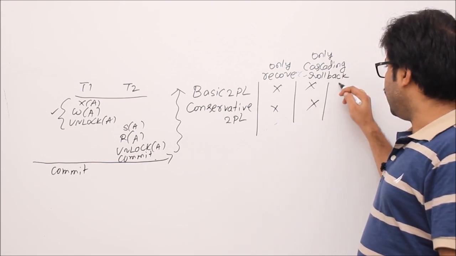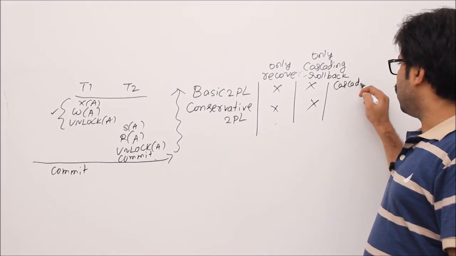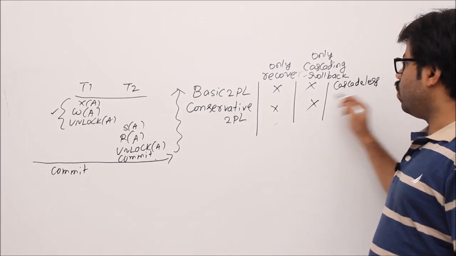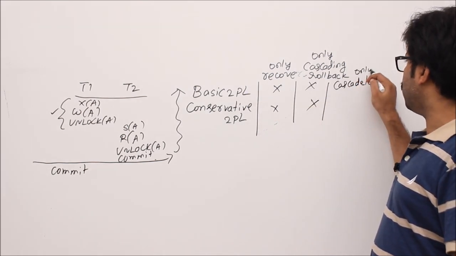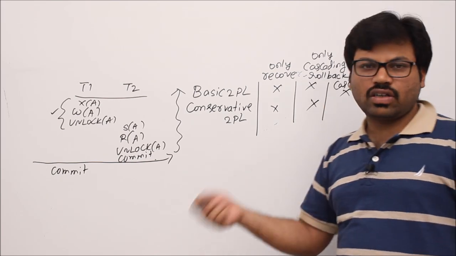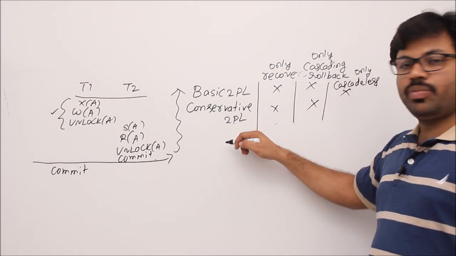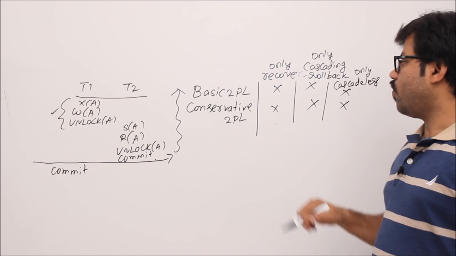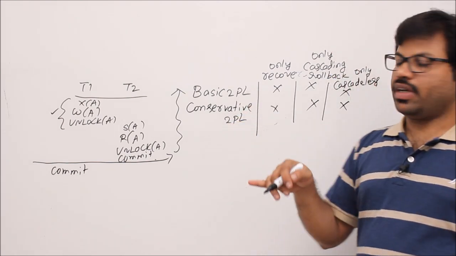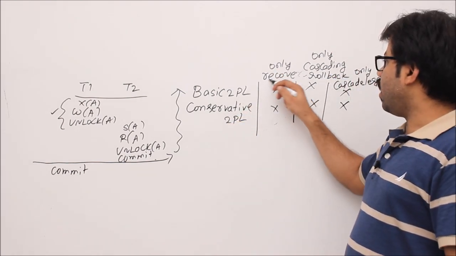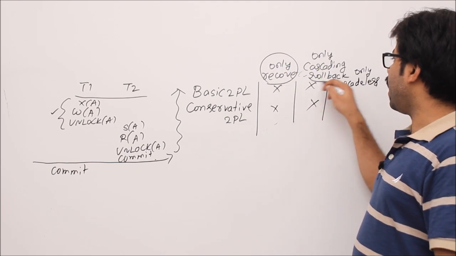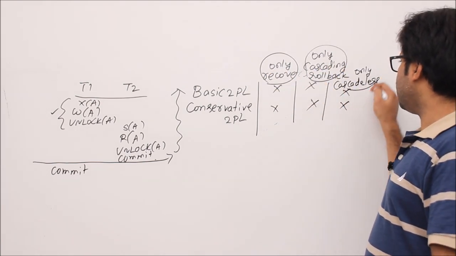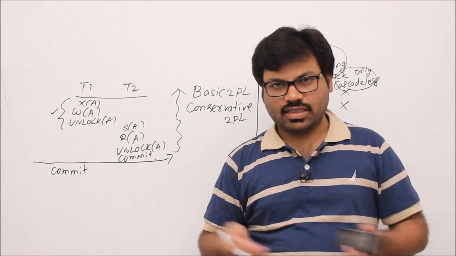Now we'll see cascadeless schedules. Does basic 2PL allow only cascadeless schedules? No. It allows non-cascadeless also. Does conservative 2PL allow only cascadeless? No. Finally, basic 2PL and conservative 2PL cannot guarantee recoverability, cannot guarantee cascading rollbackness, cannot guarantee cascadelessness.